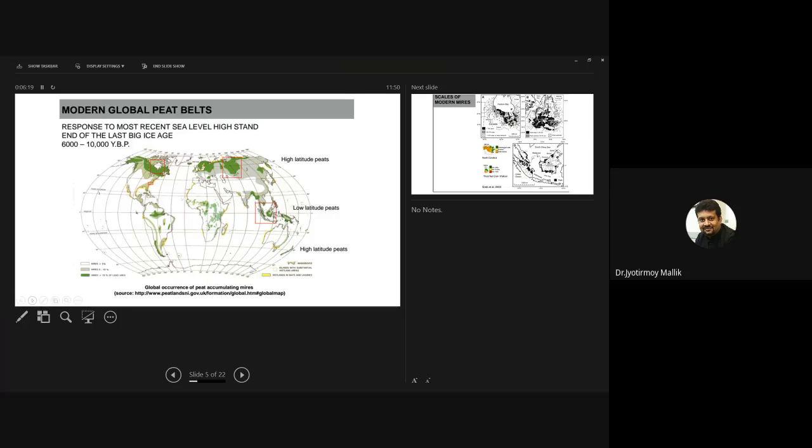So now, if you look at the world where such peat accumulation is going on, you can see, for example, in India, in the Sundarbans and in the Andaman Sea, you have a lot of peat accumulation in the deltaic setting. But you can also observe that this is not only restricted to the low latitudes or the tropical areas. You also have peat formation in the high latitudes, both in the northern hemisphere as well as in the southern hemisphere. You do have your peat accumulation at the higher altitudes too.